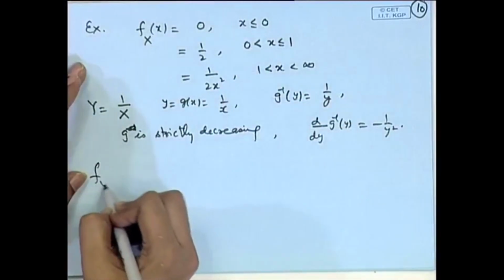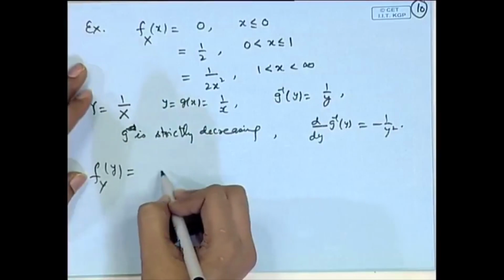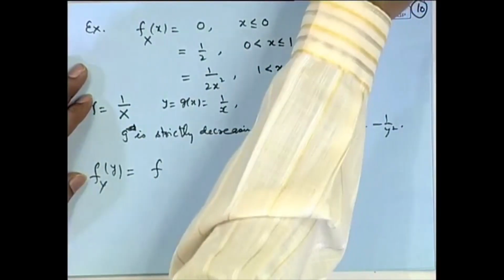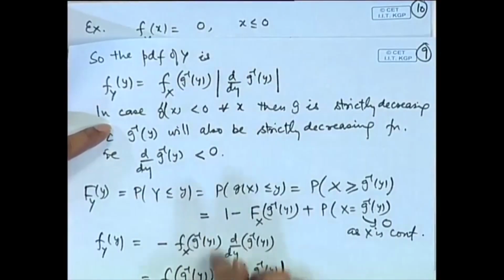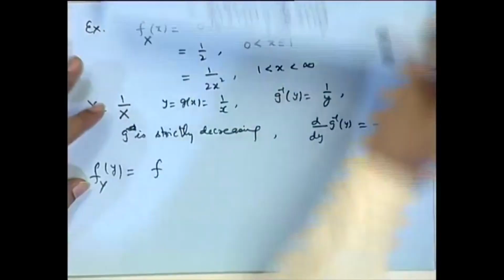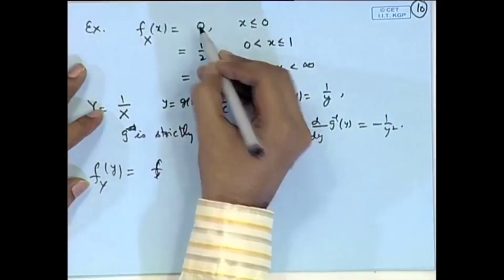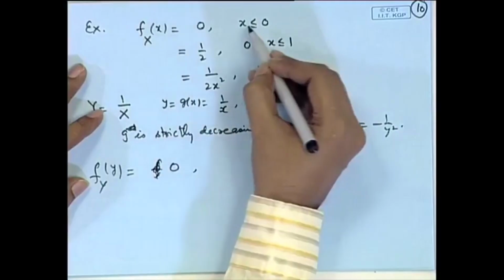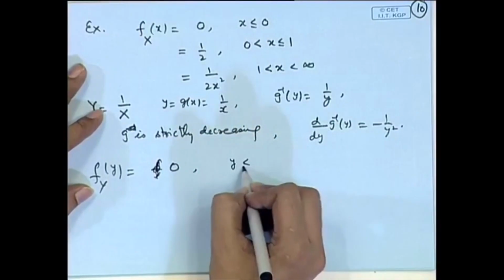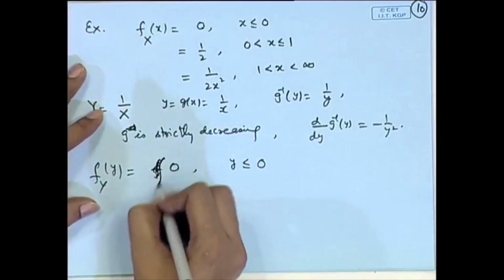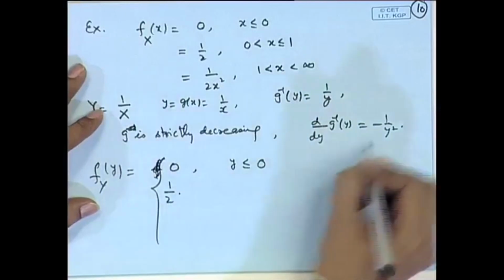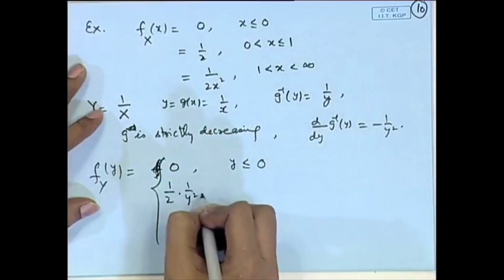The density function of y is then determined by the density function of x at g inverse y multiplied by the absolute value of the dx by dy term. Now, here it is 0, so it will remain 0. Whenever x is less than or equal to 0, 1 by x is also less than or equal to 0. So, when it is half, this remains half multiplied by 1 by y square.